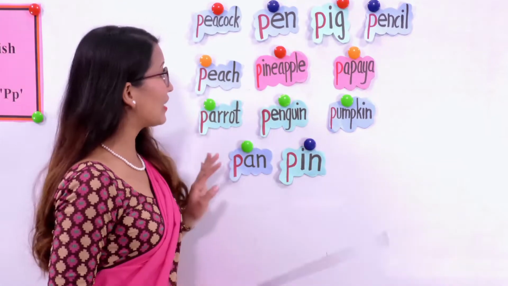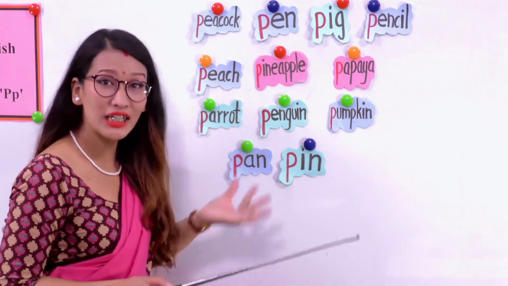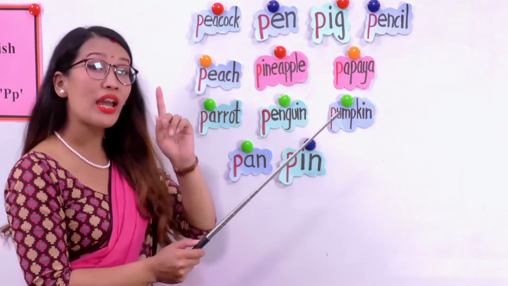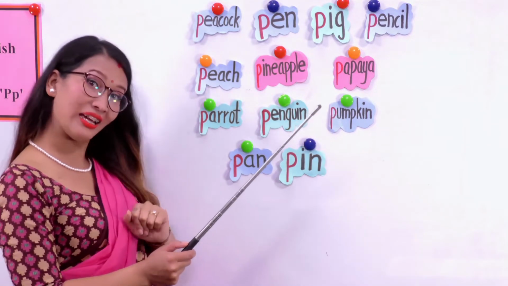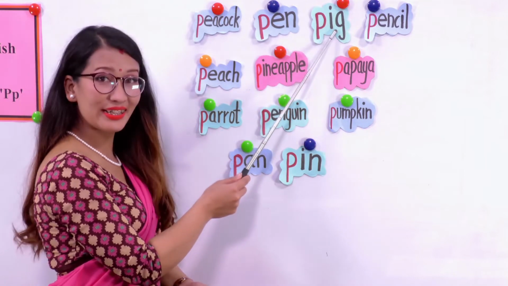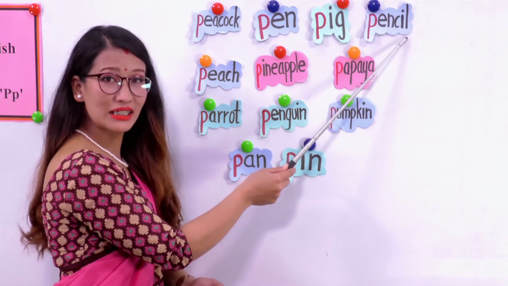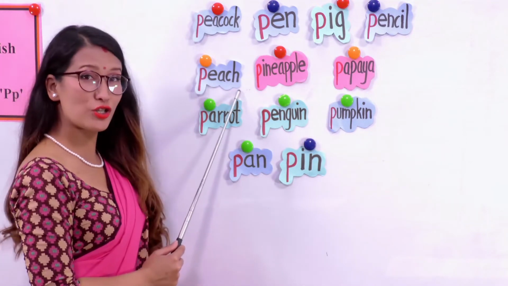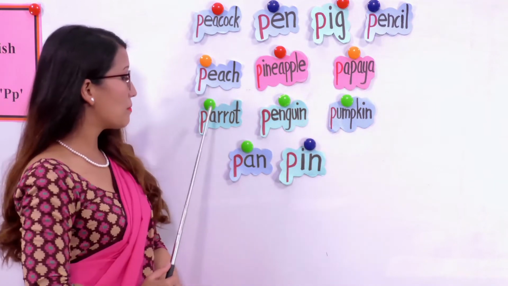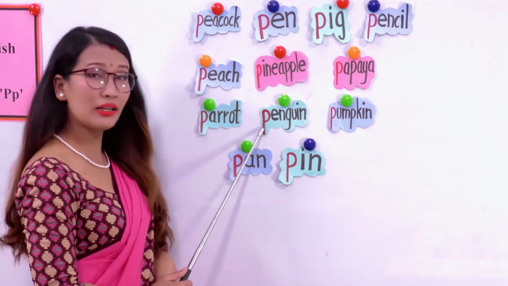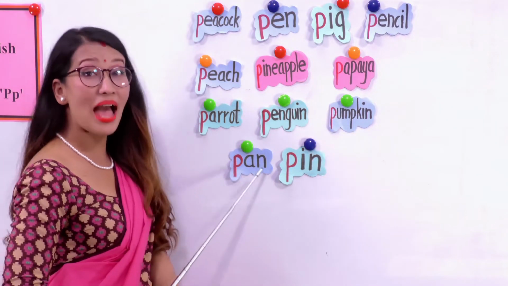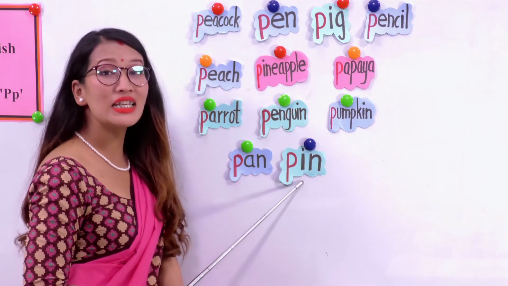Okay, children. Now look here. Here are the words. I will point out, you say the word after me. And next time, you only say the word, okay? Peacock. Pen. Pig. Pencil. Peach. Pineapple. Papaya. Parrot. Penguin. Pumpkin. Pan. Pin. Now your turn, okay?